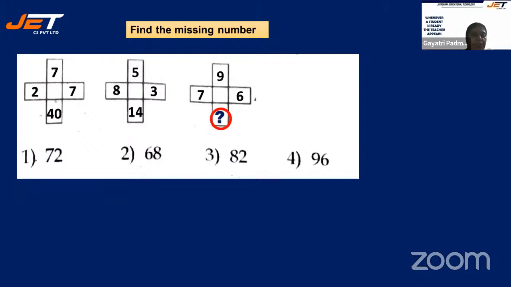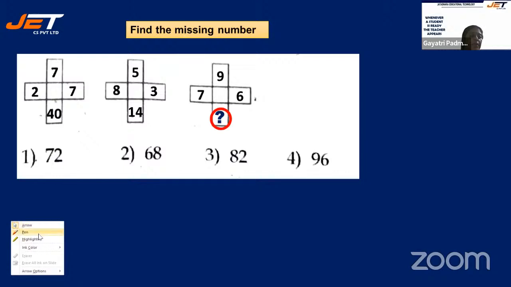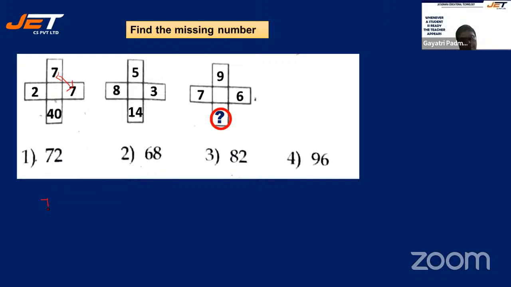All right. See the next question. We have 2, 7, 7, 40, 8, 5, 3, 14, 7, 9, 6, question mark. All right. So what would be the answer? Quickly find out what could be the strategy. Right. So can we try this? These two? Can we try 7 into 7? 49.